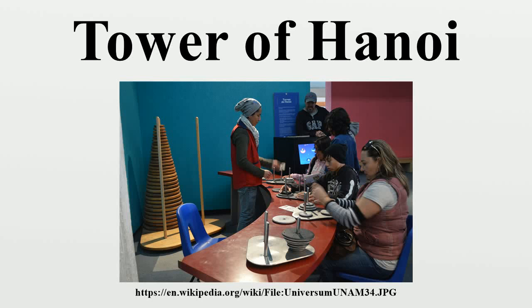The Tower of Hanoi is a mathematical game or puzzle. It consists of 3 rods, and a number of discs of different sizes which can slide onto any rod. The puzzle starts with the discs in a neat stack in ascending order of size on one rod, the smallest at the top, thus making a conical shape. The objective of the puzzle is to move the entire stack to another rod, obeying the following simple rules.